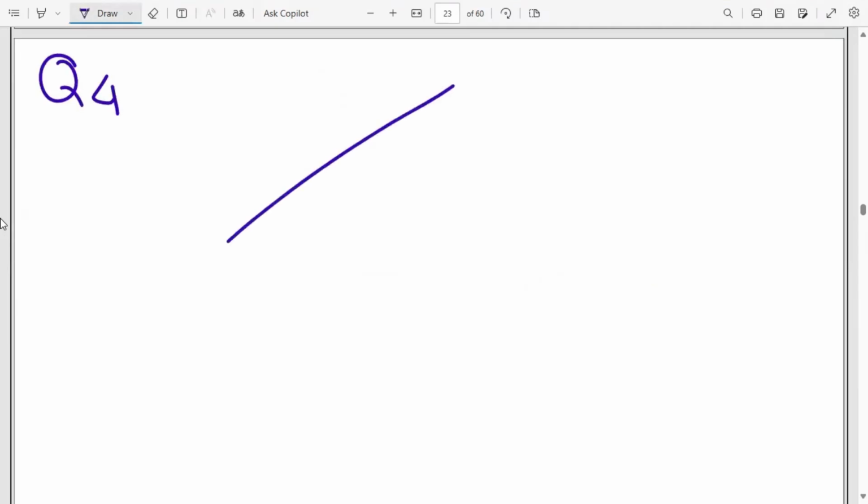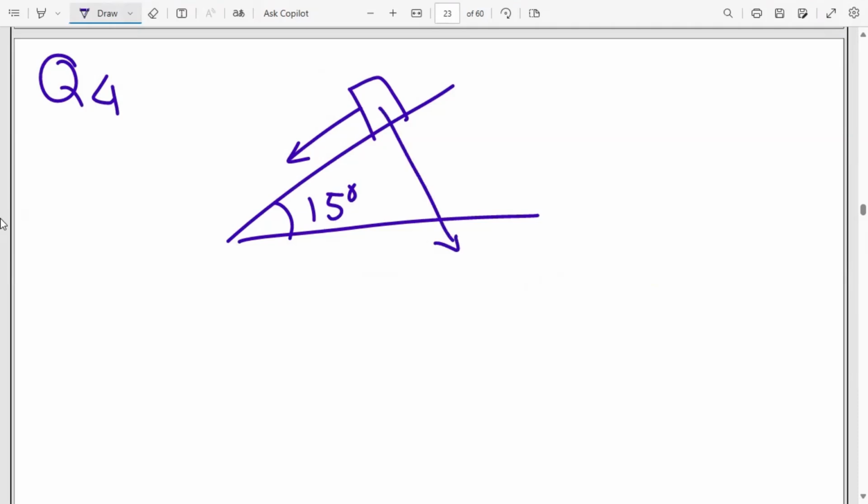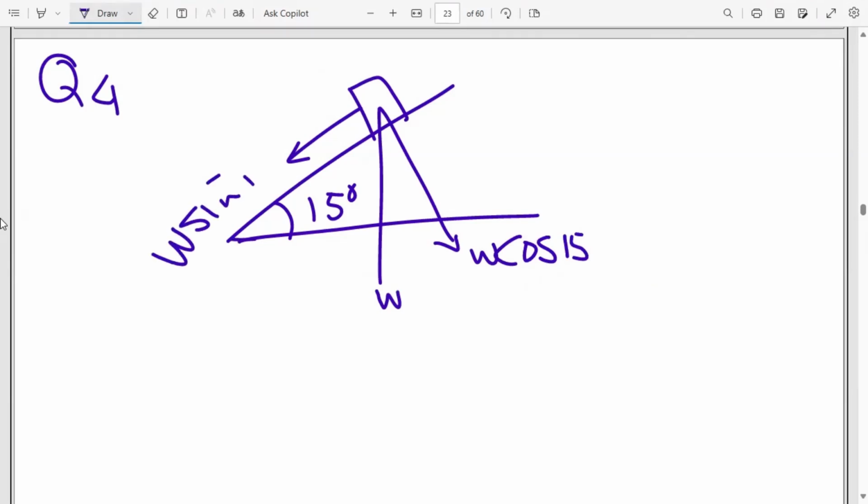Question 4, we have an incline there at 15 degrees, and this block is accelerating going downwards. And as usual, we've been given the weight, and this weight is going to be resolved. We have weight cos theta here, which is cos 15, and here we have weight sine 15 degrees. So this is a frictionless surface.